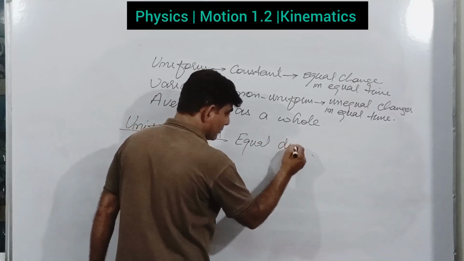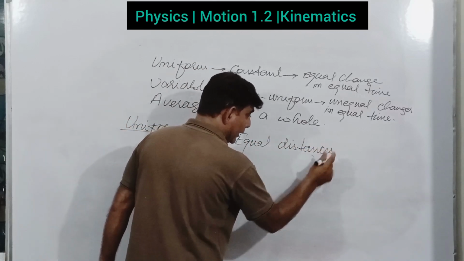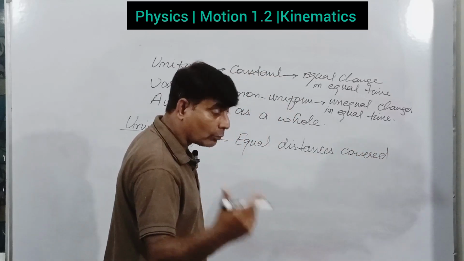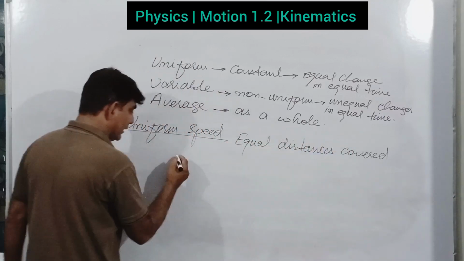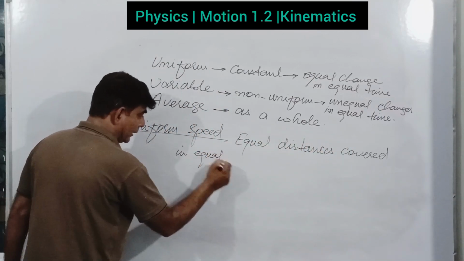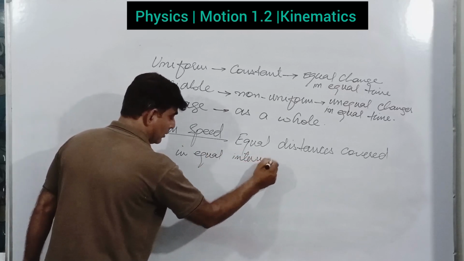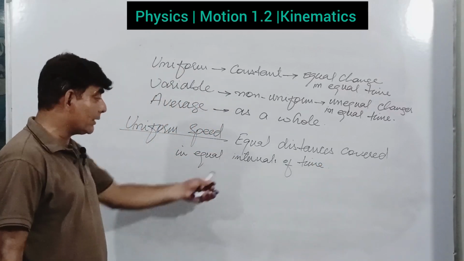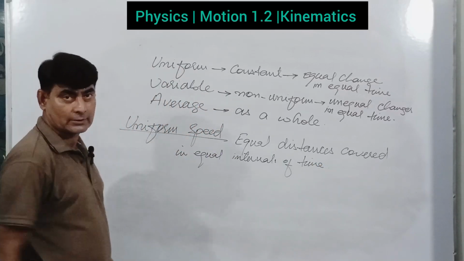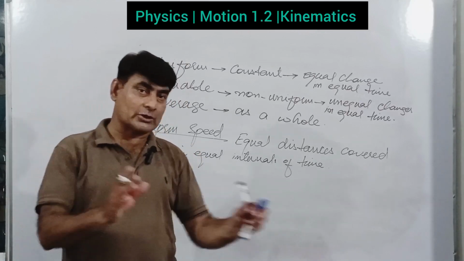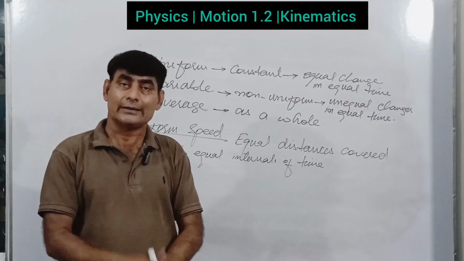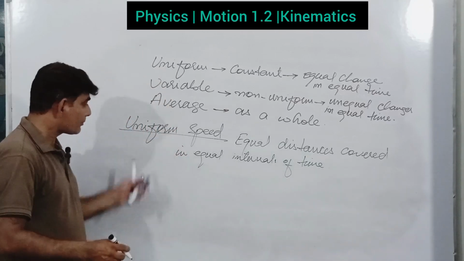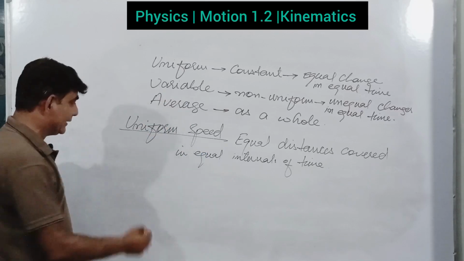equal distances covered in equal interval of time. Equal distance is covered in equal intervals of time. This is uniform speed. Uniform speed, equal change in position in equal time duration. This is uniform speed, then variable speed.